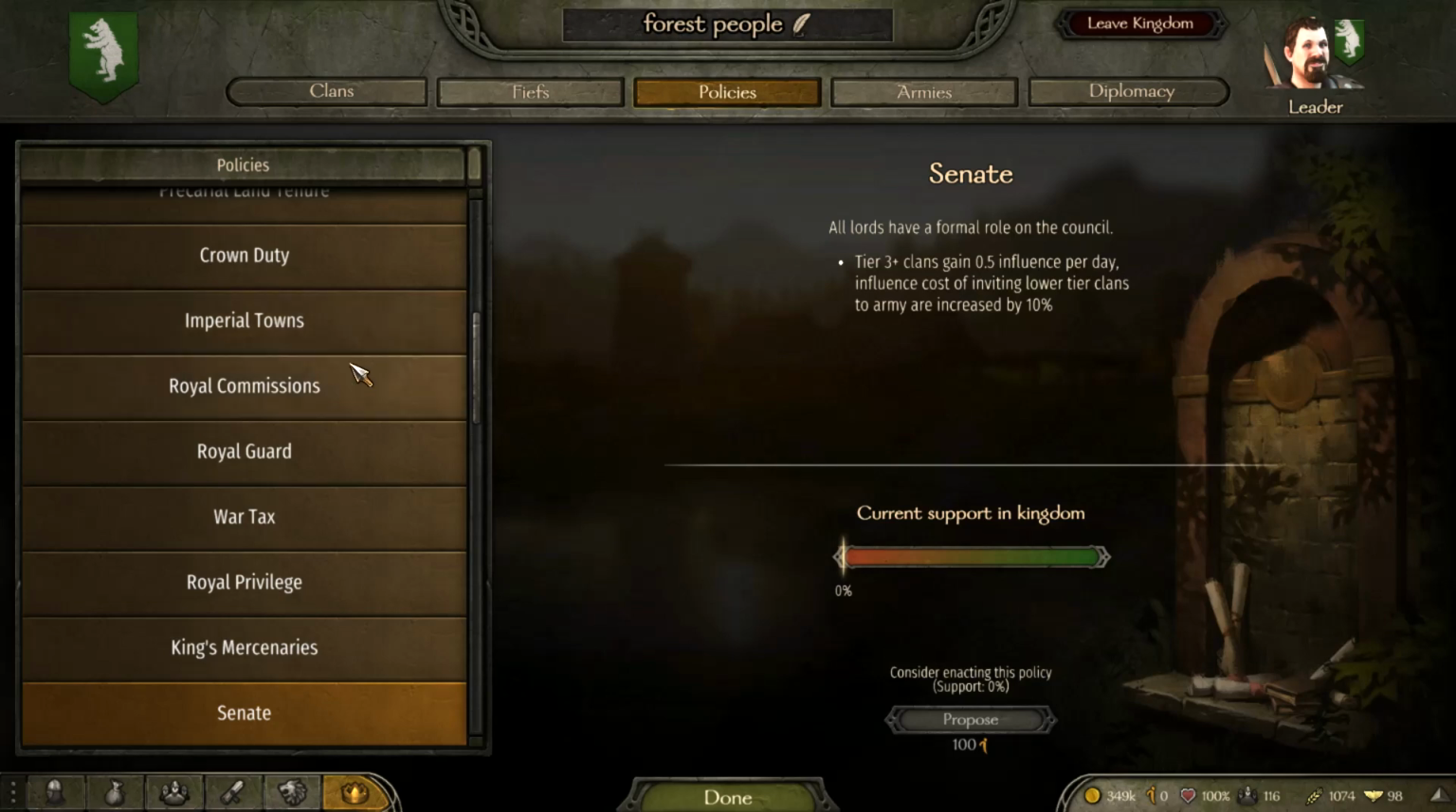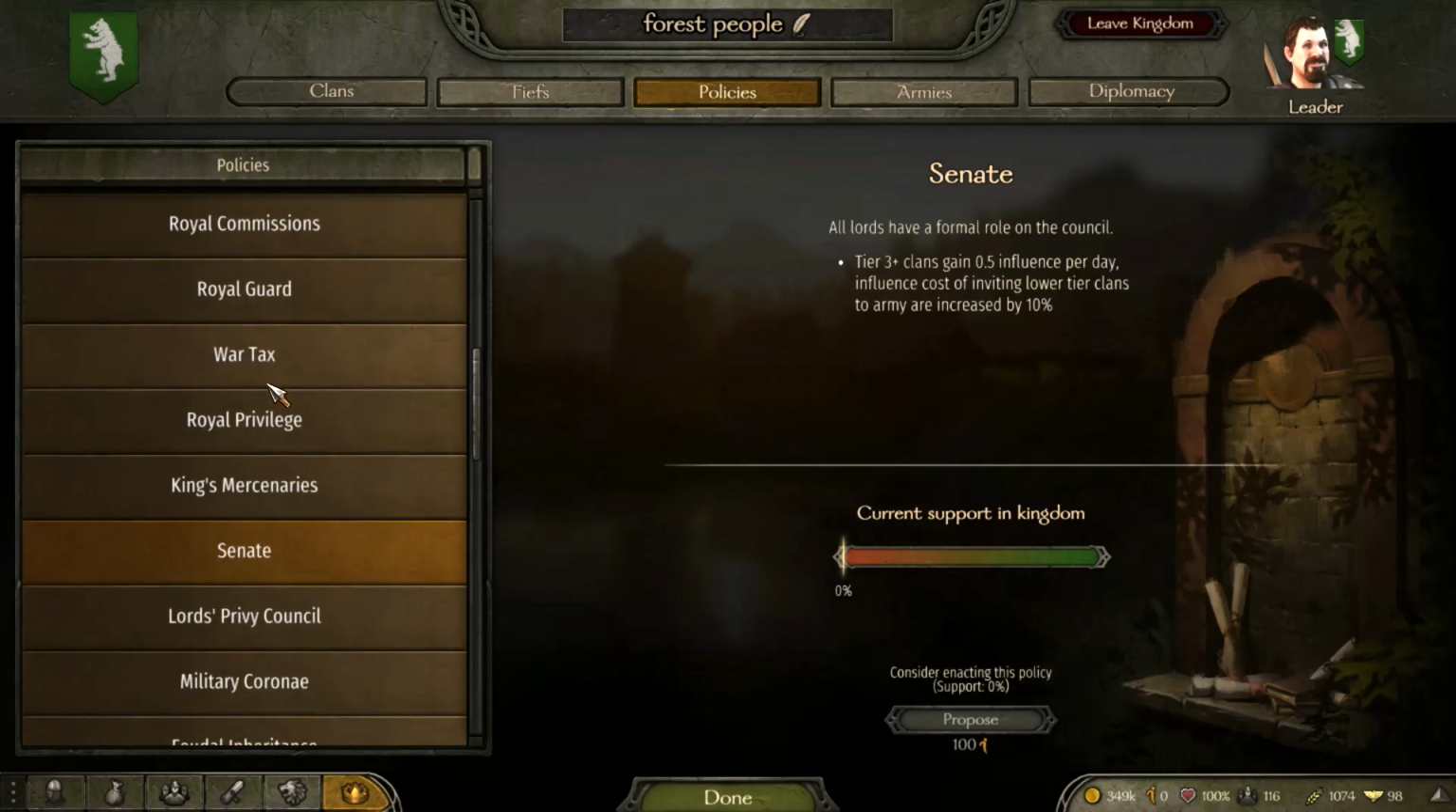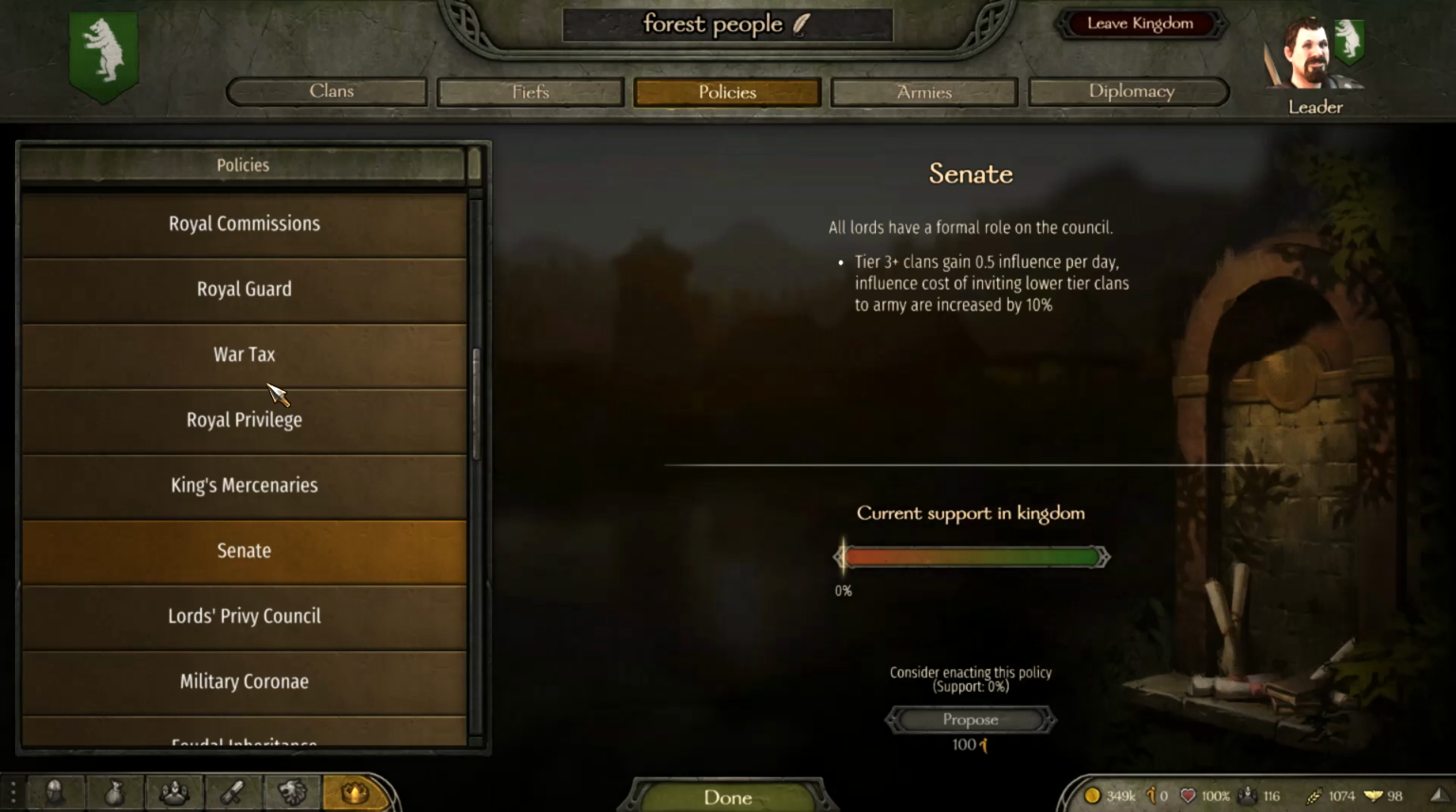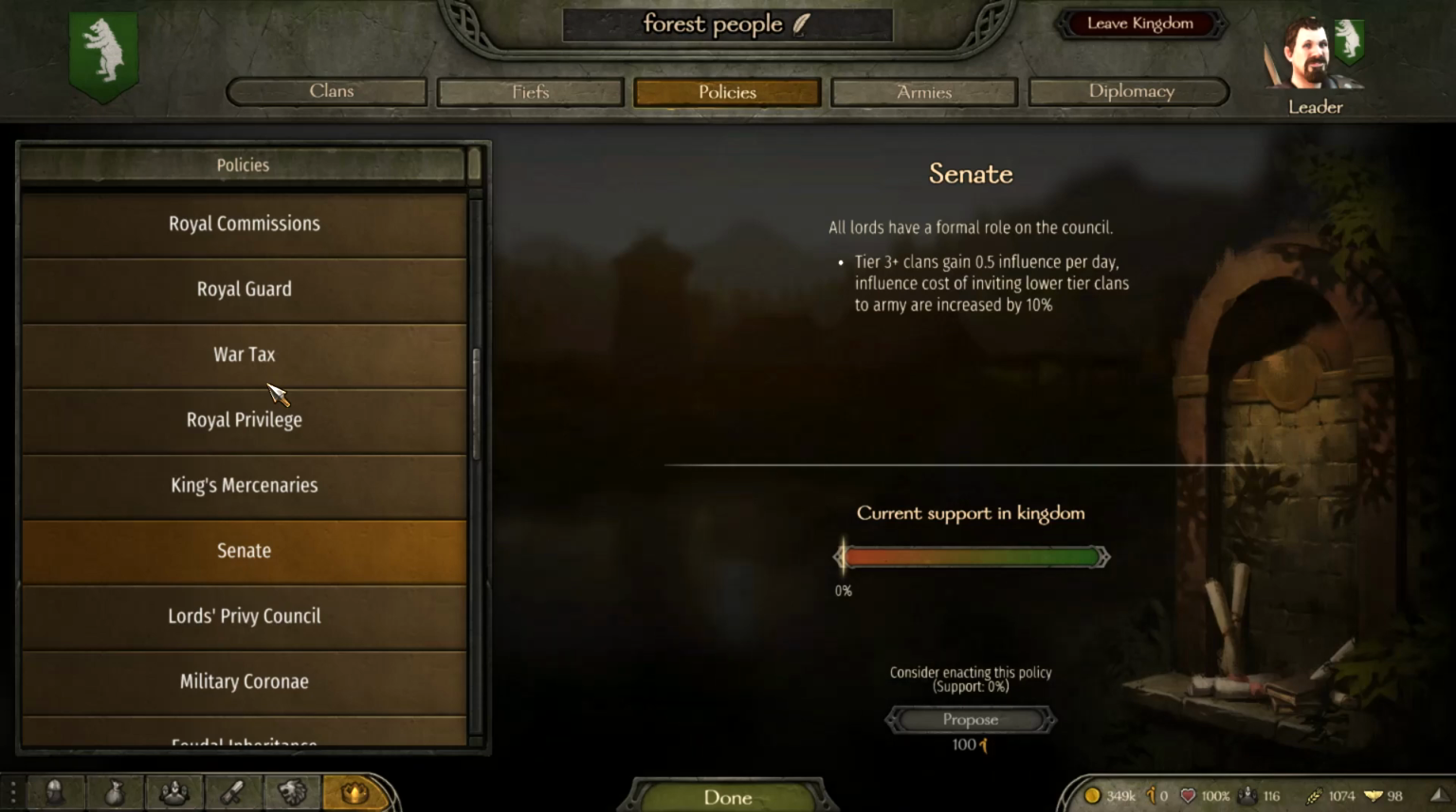Senate. All lords have a formal role on the council. So tier 3 plus clans gain 0.5 influence per day. Influence cost of inviting lower tier clans to army are increased by 10%. So yeah, essentially, anyone who's at clan tier 3 or above is going to gain 0.5 influence a day, so it's really good. Most clans you hire are probably going to be over tier 3 anyway, so it doesn't actually affect you. It's just going to make sure that everyone else is getting more influence. And it's only going to increase the cost of inviting lower tier clans to your army, so you could just go around that and avoid that altogether. You'll just be giving everyone else influence, and you wouldn't really be losing anything as long as you don't try and get anyone that's like a tier 2 or 1 to join you.